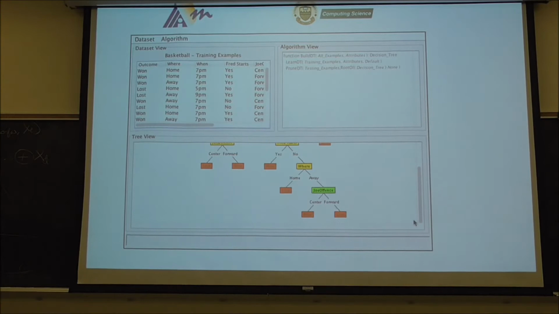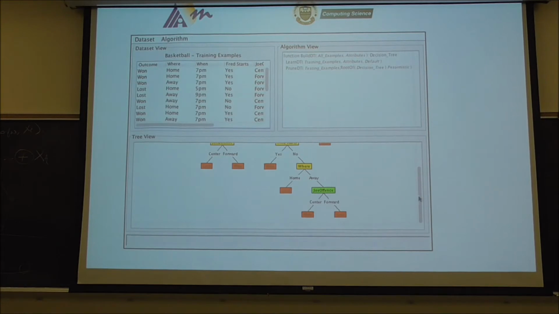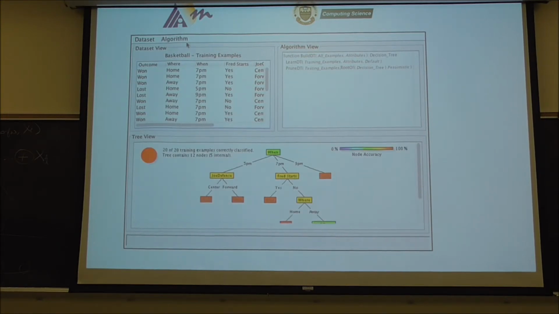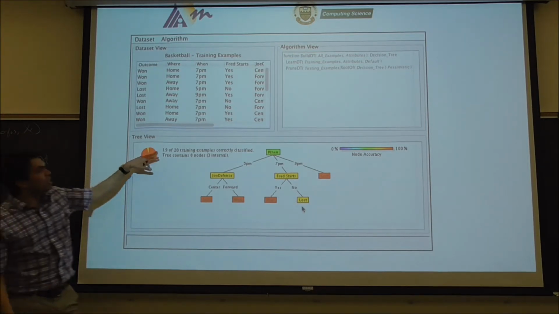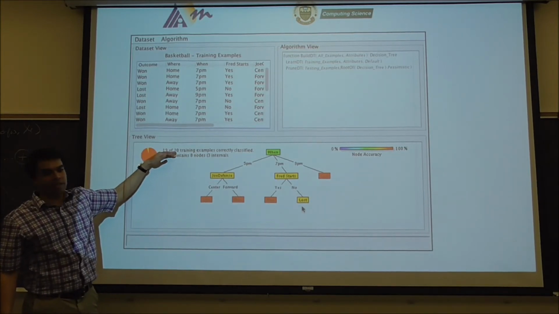Here's something else, this is the pruning thing that we talked about. I'm not quite sure what they mean by pessimistic pruning, but I think it's the same sort of idea. If I initialize and run again, it was too fast, but all that happened was that this subtree was collapsed. It actually created a full tree, and then it pruned that tree up. And this thing is now yellow. What has happened is that 19 of the 20 training examples are now correctly classified. Before it was 100% correctly classified.